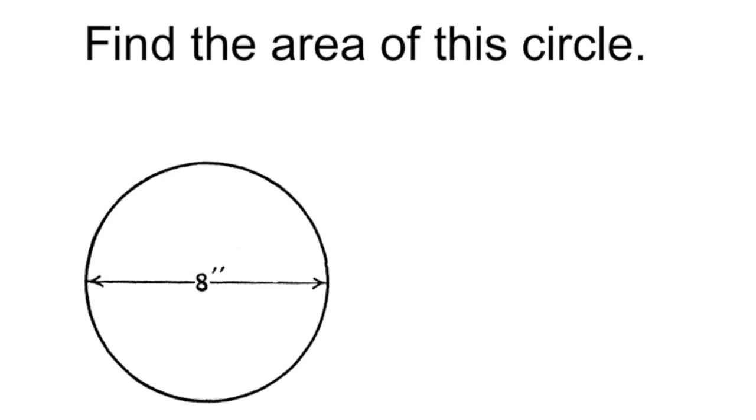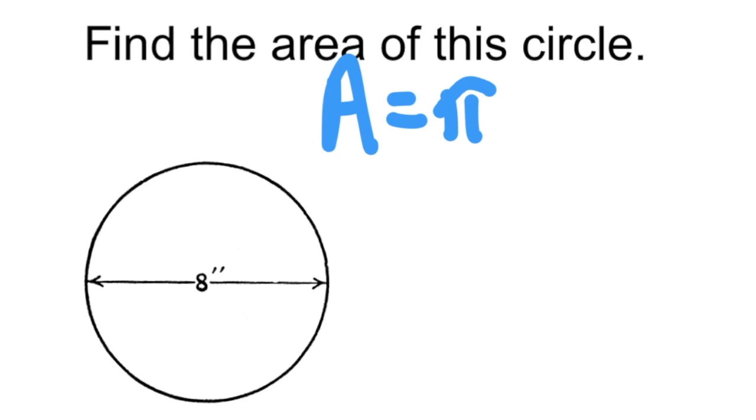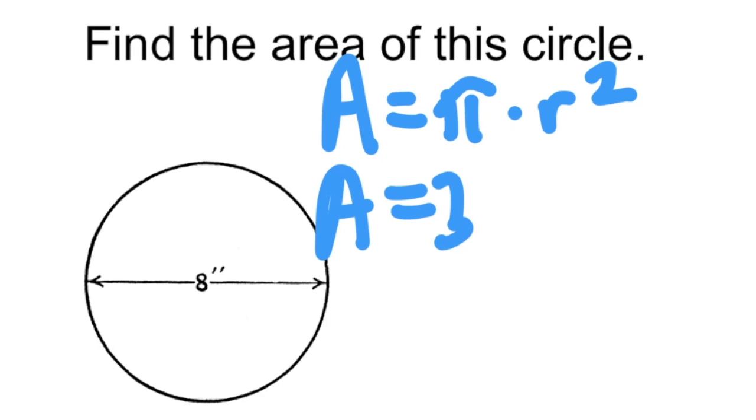So we know how to find the distance around a circle. This is the formula for area of a circle. Area of a circle is always pi times the radius squared. We don't use the diameter, we use the radius. So you need to keep these two formulas separate. Area is pi times the radius squared.